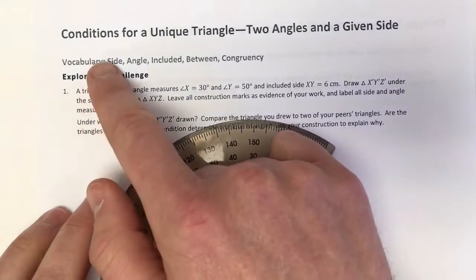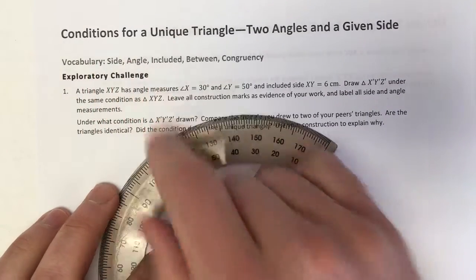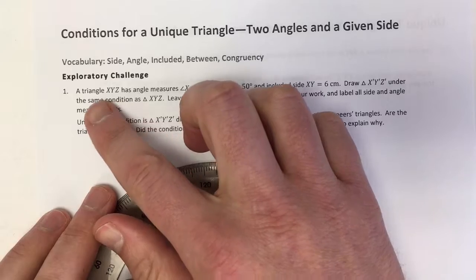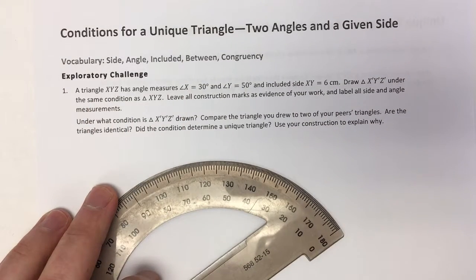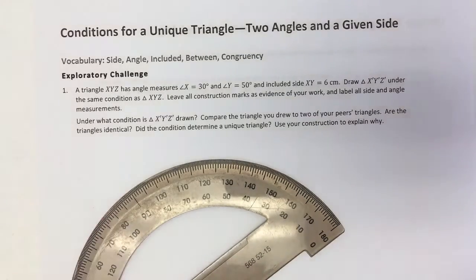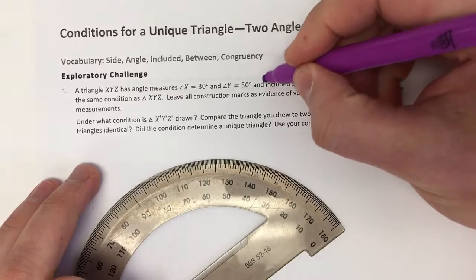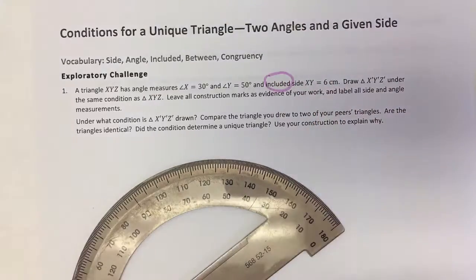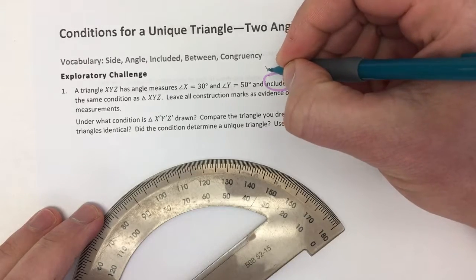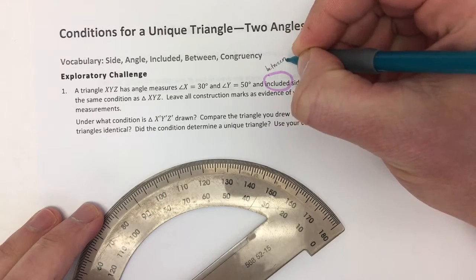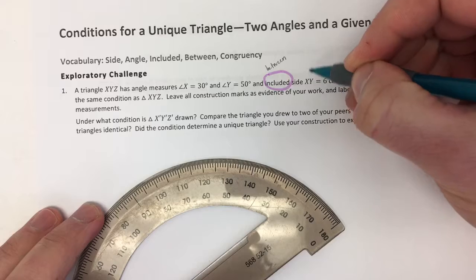So as we read through this, some of the vocabulary: side, angle, included between, and congruency. Triangle XYZ has angle measures of 30 degrees and 50 degrees, and then the included side. So what does included mean? It seems to be one of those words that students struggle with, but it means between. And so it's between X and Y.